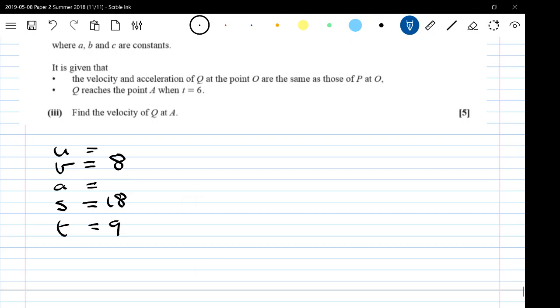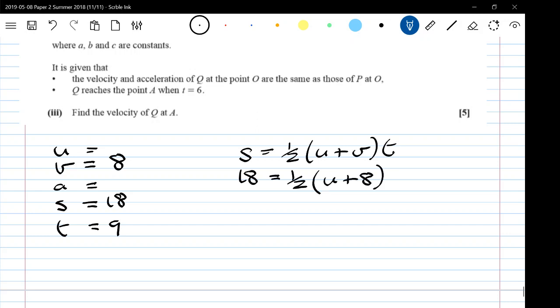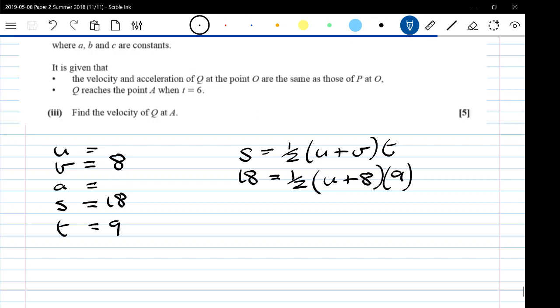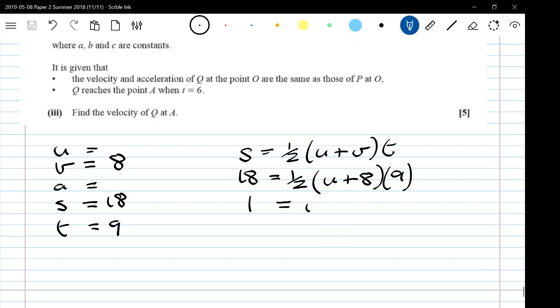So we've got U and A that we don't know about. So let's start by forgetting about A. S is a half (U plus V) times T. That's the SUVAT equation that we remember for this bit. So 18 is a half of (U plus 8) times 9. We need to rearrange that equation to find out what U is. Divide both sides by 9 and then times by 2. We've got 18 as a factor of both sides, haven't we? So 1 is U plus 8.